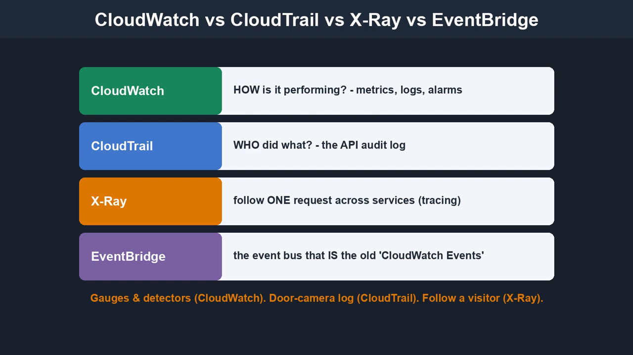So, CloudWatch is your house's gauges and smoke detectors. CloudTrail is the security camera log of who opened which door. X-Ray follows one visitor room to room. And EventBridge is the intercom that lets rooms react to each other. Get that, plus the agent for memory, and an alarm wired to an action.